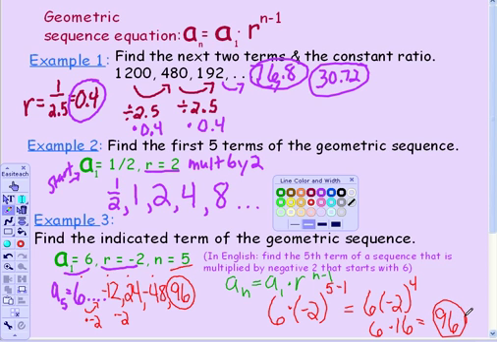So we've solved it using 2 different methods. Using the long way where you list all the numbers out and using the shortcut, using that equation.